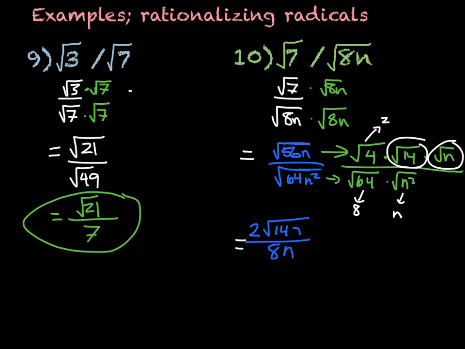And now I just simplify right here. 2 divided by 8 would be 1/4, so my final answer is going to be 1 square root of 14n, this is an n, divided by 4n, and that would be your final answer.